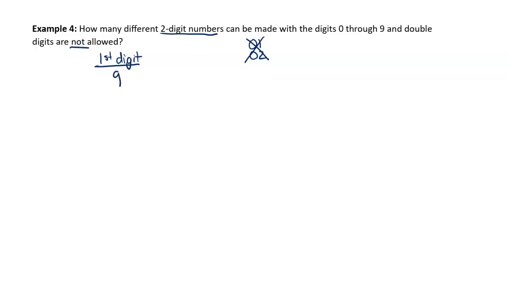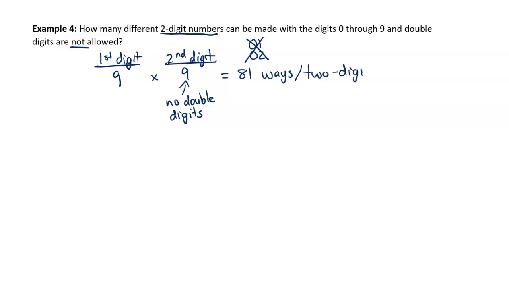So 9 possibilities. Then we multiply that by the second digit, and the second digit can have double digits are not allowed, and so no double digits. So we cannot have one of the ones we just chose. We have the numbers 0 through 9. 0 can be included now because it wouldn't be holding the tens place. And so we could use any of the 9 of the 10 that were left over, so 9 again. And so in that particular case, we have 81 ways, or 81 2-digit numbers that we can make with the digits 0 through 9. And double digits are not allowed.